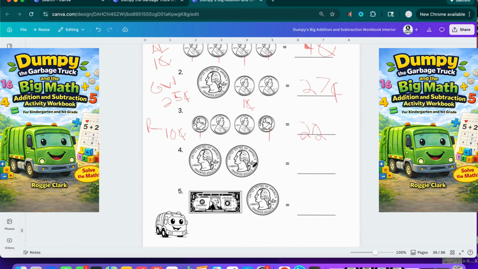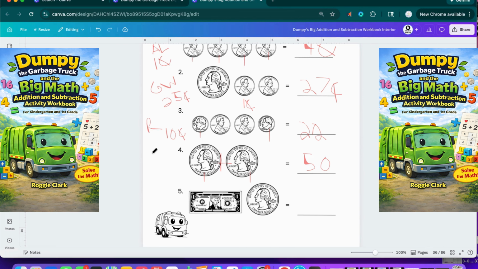And then the last two. Now you've got 2 quarters. We still remember that's GW, George Washington. There's 2 of these, so that's 25, because that's what we're doing: adding them together. It's 25 plus 25, which gives me 50.